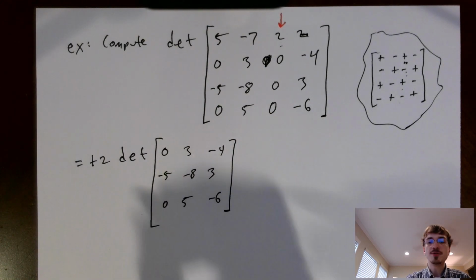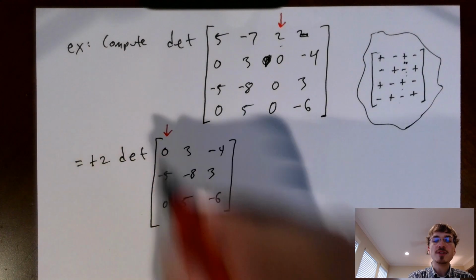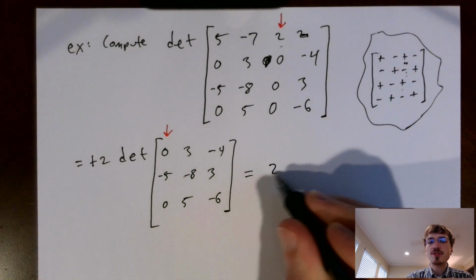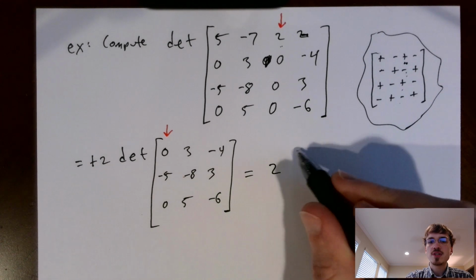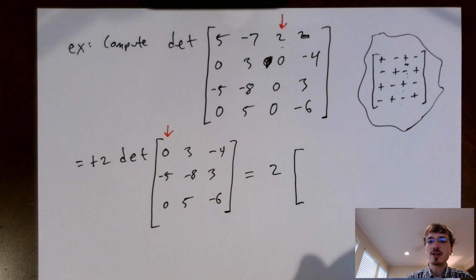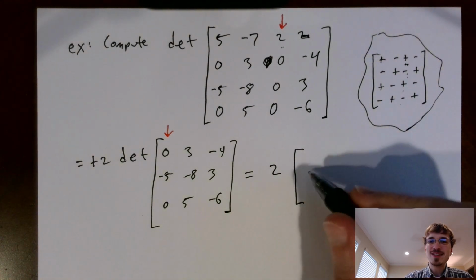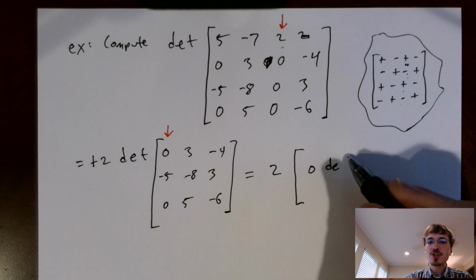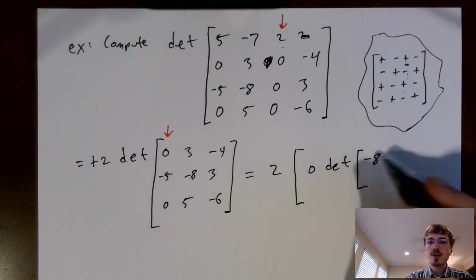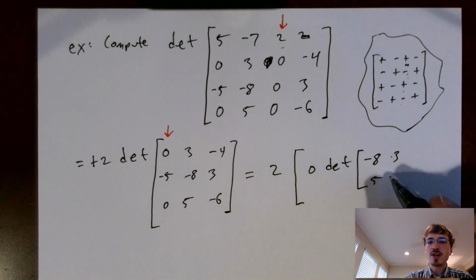Well, I see a lot of zeros again, don't I? Let's go down the first column here. It doesn't matter, right? You always get the same. You don't have to be consistent between steps. So let's go down the first column in this next step. So we get +2 times, and now let's compute the determinant of this matrix here. This is a bracket, not another matrix, but whatever. We get 0 times the determinant of the matrix -8, 3, 5, -6.